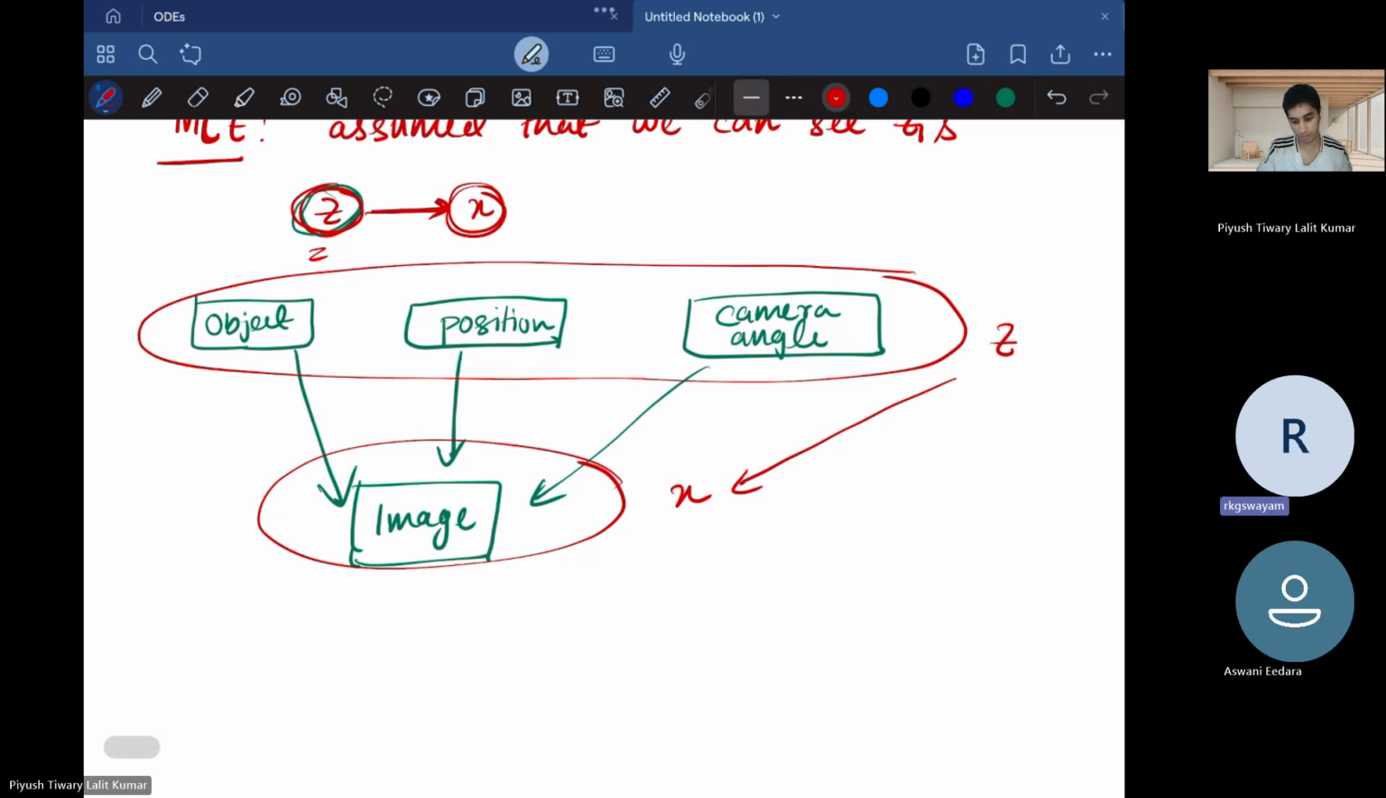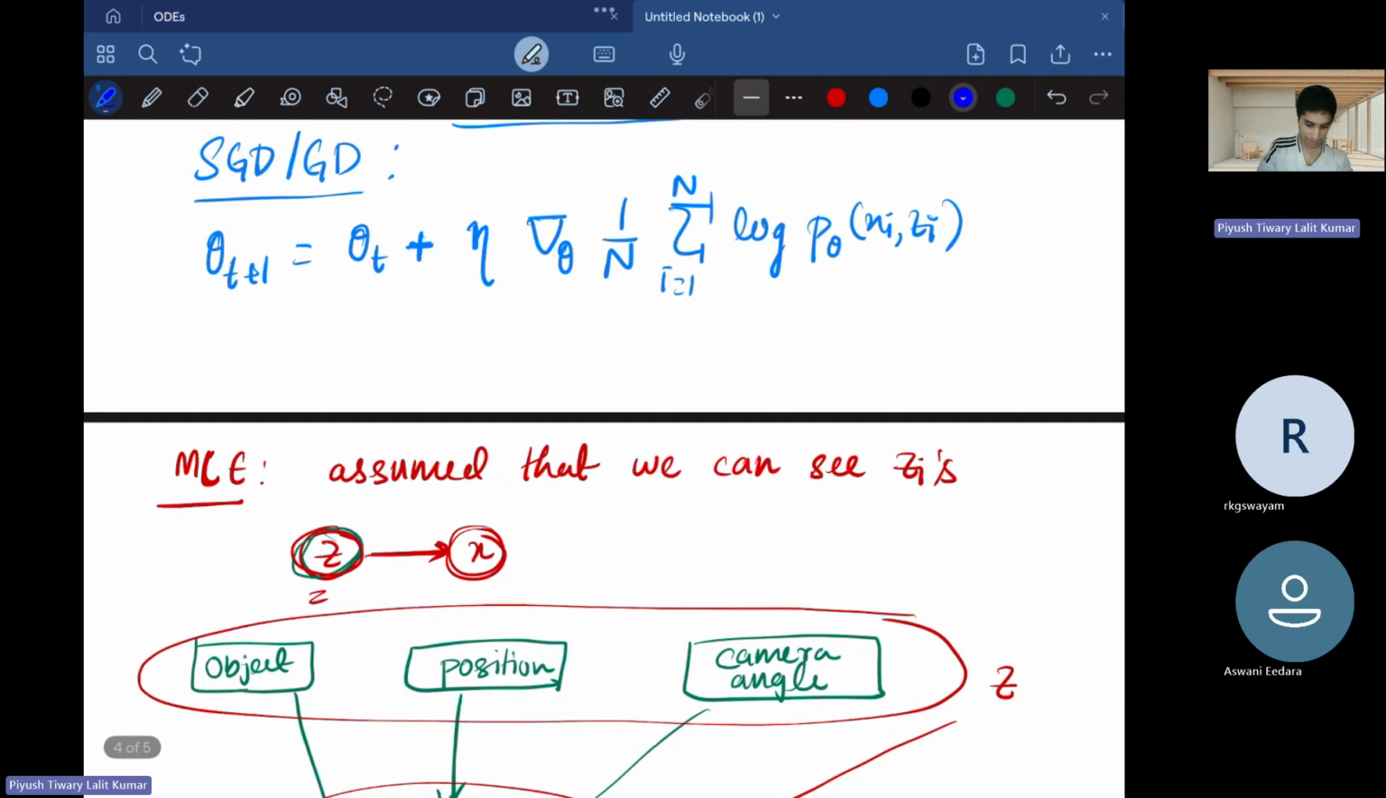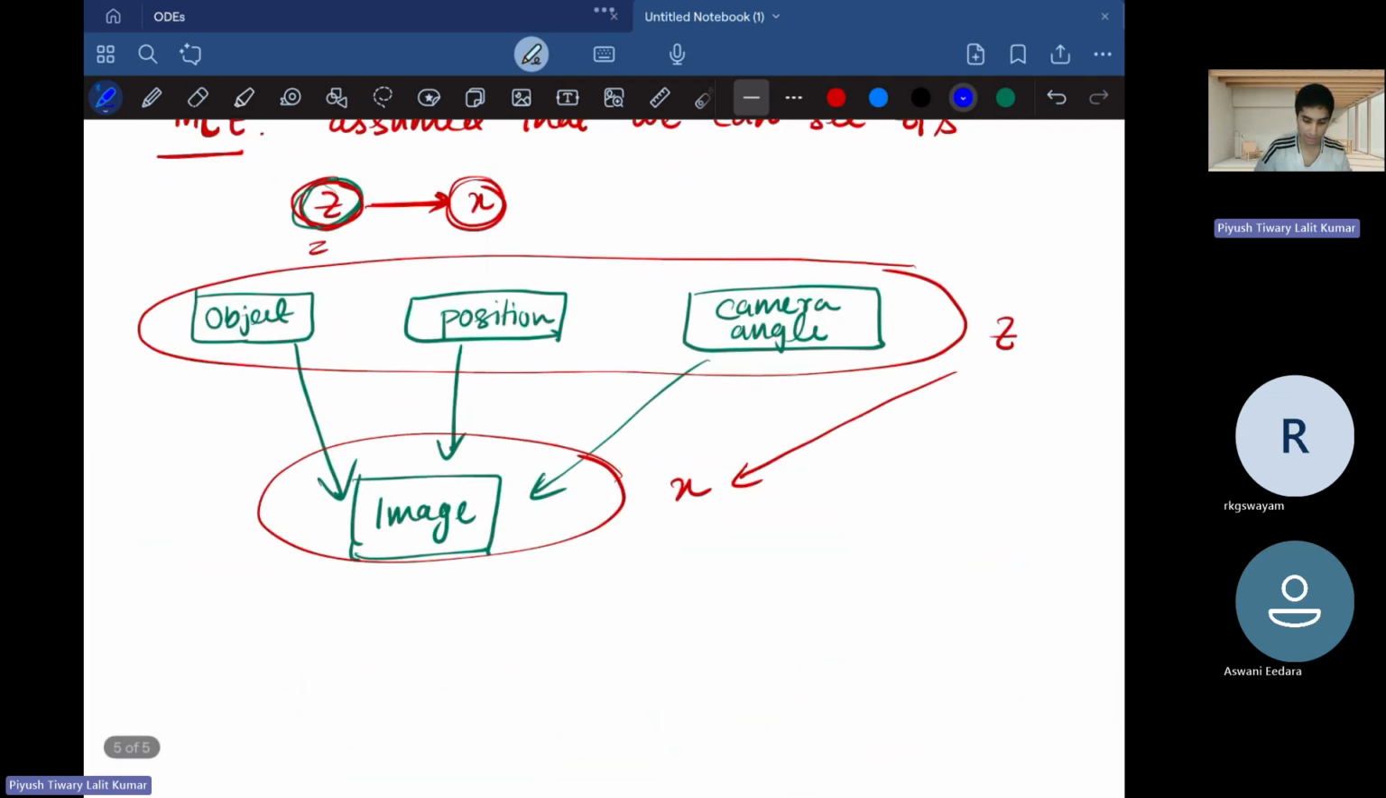So we would be using some mechanism to derive a Z from the given columns, the independent variables. Exactly. That is the point: Zs are not visible. For example, in the case of an image, Zs are not visible to us. We don't have the position or the camera angle in our data set, but we know that these factors contribute to our image, right?